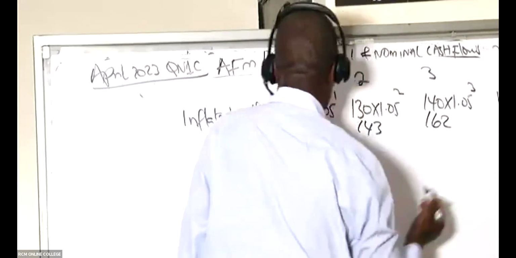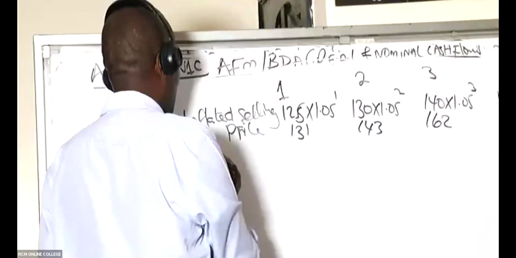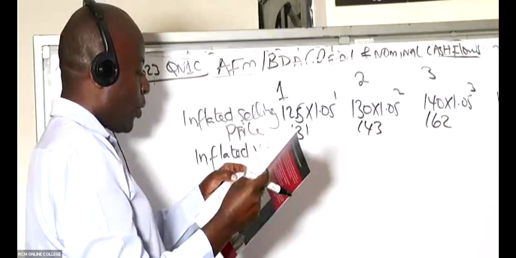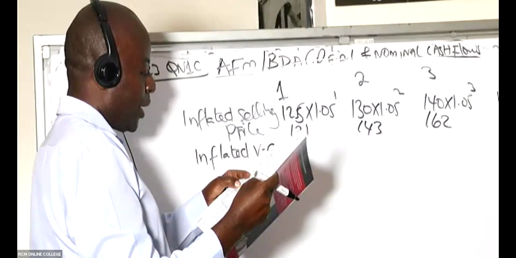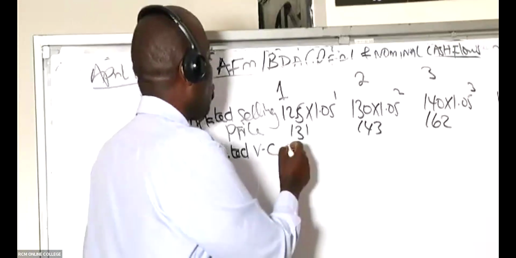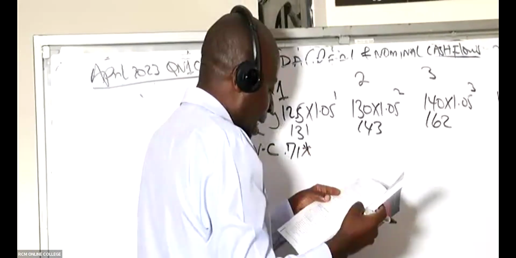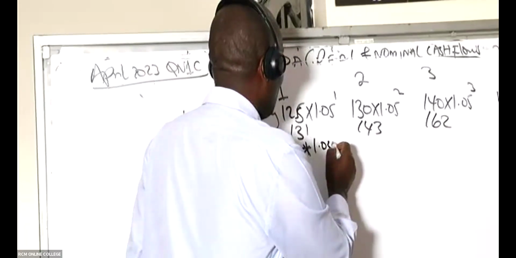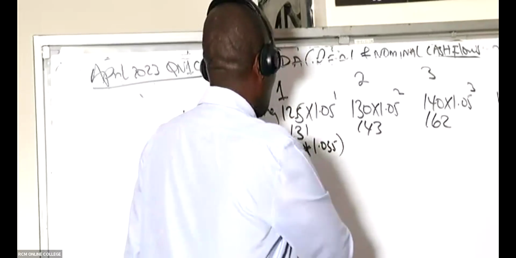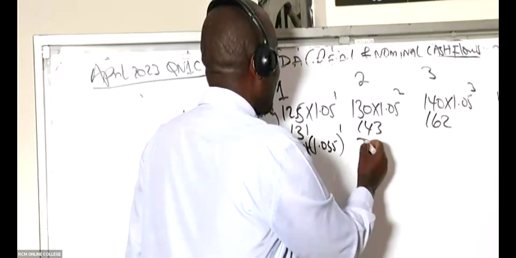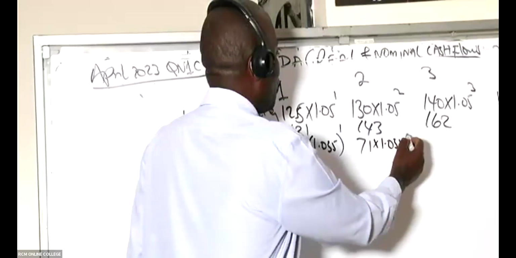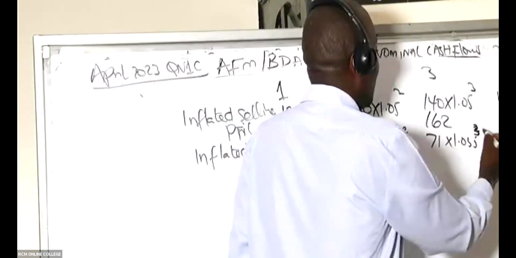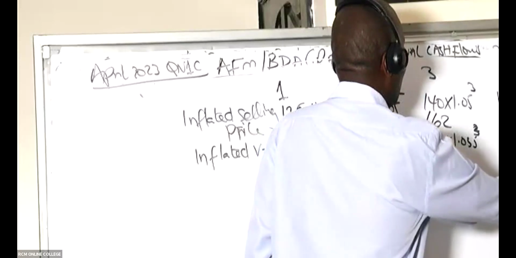So then, ladies and gentlemen, in this case here I have inflated variable cost. Is there somebody who is able to give me these figures pretty fast? I can see variable cost was 71, and the inflation rate for variable cost is 3.5%. So it is 71 times 1.035 raised to power 1. Next, 71 times 1.035 raised to power 2. Then 71 times 1.035 raised to power 3. Then lastly, 71 times 1.035 raised to power 4.